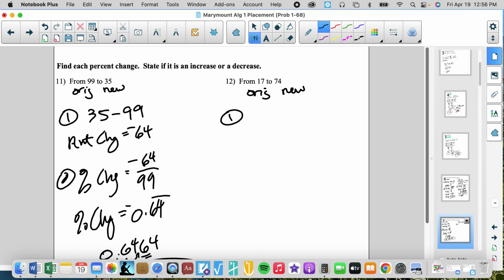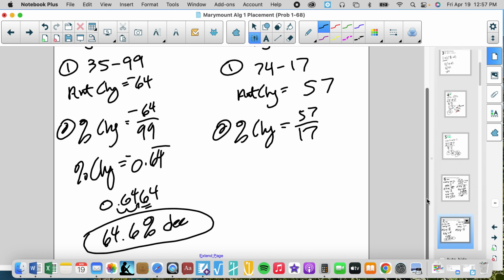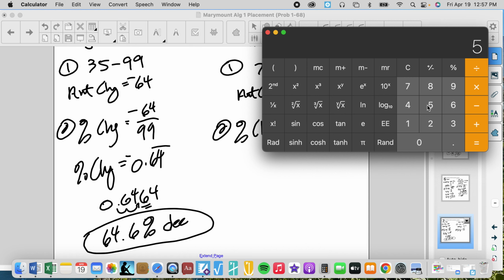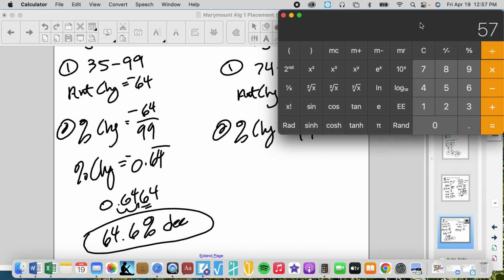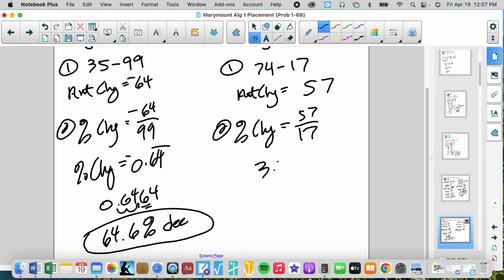So that's going to be new, 74 minus 17, which gives us amount of change that equals positive 57. So our percent of change is going to equal 57 over our original 17. That's a big percentage of change. We again will use our calculator. It'll be interesting to see if they let you use calculators at Marymount, because if they don't, you're going to do some crazy 3.3529. We'll move that decimal 2 places.